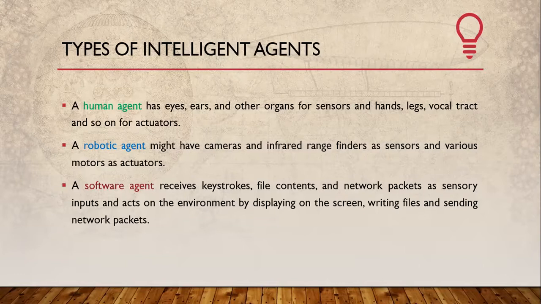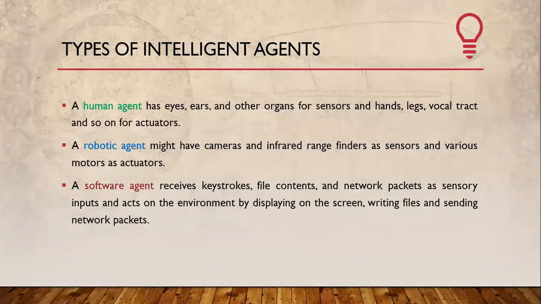Now, a software agent. What exactly is a software agent? The only difference we can see between a robotic agent and a software agent is that the software agent will not have many hardware components compared to a robotic agent. But a software agent is also capable of behaving as an agent. So how exactly does it happen? A software agent will receive keystrokes, file contents, and network packets as sensory inputs.